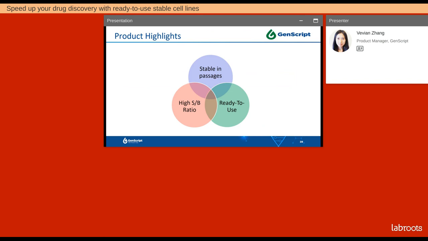The next question is, why do you choose stable cell lines from GenScript for your drug discovery project? Our stable cell line products are great cellular tools for drug discovery and are advanced compared to other products by the three key features here. They're stable in passages, they provide a high signal versus background ratio, and also they're ready to use.